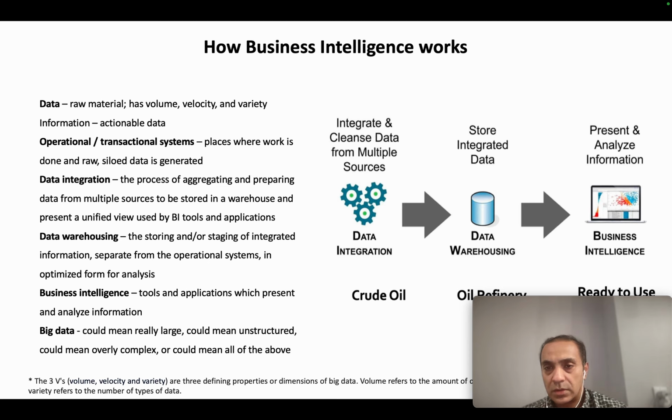So the visualization on your right shows the whole process from data integration, where it integrates and cleans data from multiple sources, to data warehousing, where it stores integrated data, to business intelligence, where it helps in presenting and analyzing information. And the whole process is a scenario where crude oil is being discovered, then it goes to oil refinery for cleaning, processing, and transformation, and it's ready to use afterwards. So data also follows the same process as the crude oil. That's why we say data is the new oil.